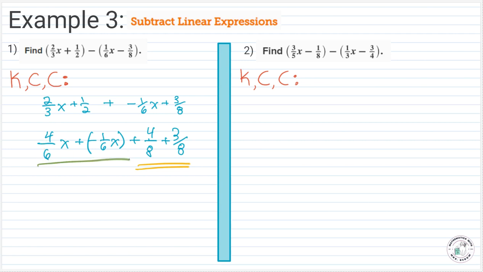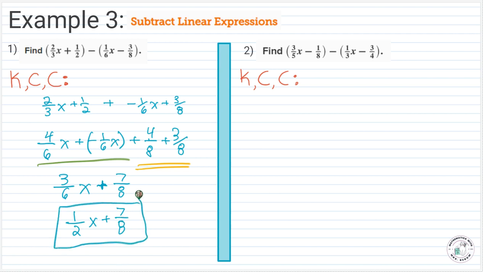So the 4/6 x plus the -1/6 x is going to make 3/6 x. We have the 4/8 plus the 3/8, so that's going to make 7/8. And then we do need to make sure we simplify our fractions. So with the 3/6 x, we want to simplify that to 1/2 x. And then we have this plus 7/8 still on the end. And then that's my final answer for that question.